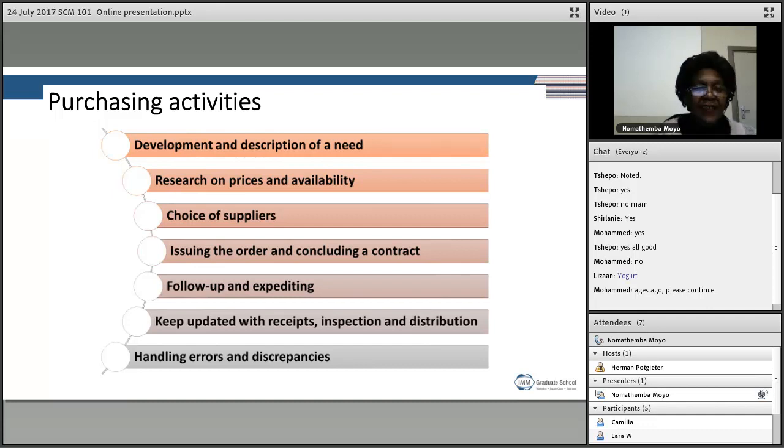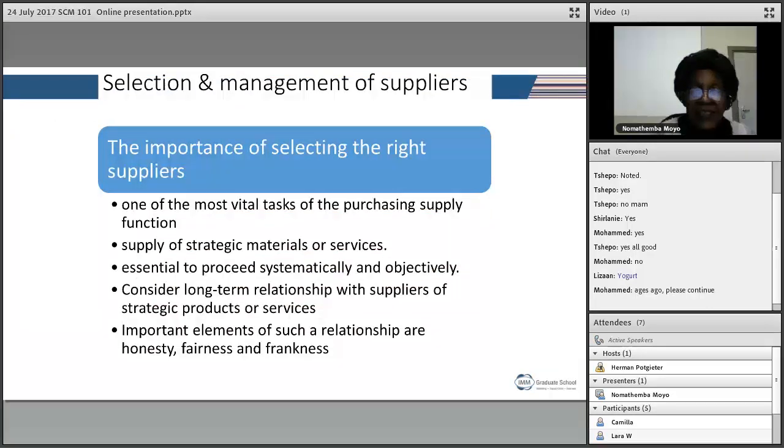Purchasing activities are development and description of a need, research on prices and availability, choice of suppliers, issuing the order and concluding a contract, follow up and expediting, keep updated receipts, inspection and distribution, handling errors and discrepancies.